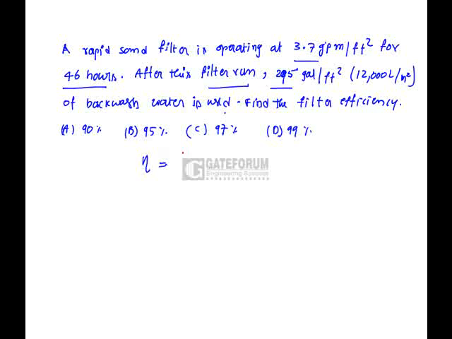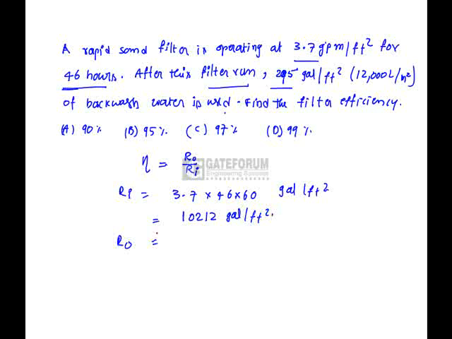We have to find out the filter efficiency eta, that is equal to how much of the water that we have inputted into that filter is output after backwash, over the actual input. So Ri we have to find out, that is 3.7 gallons per minute that was given. So it is 46 hours operated. So 46 hours into 60 minutes, gallons per feet square, that is equal to 10,212 gallons per square feet.